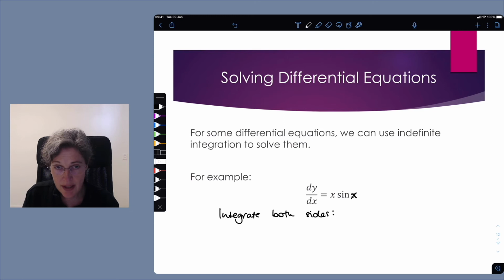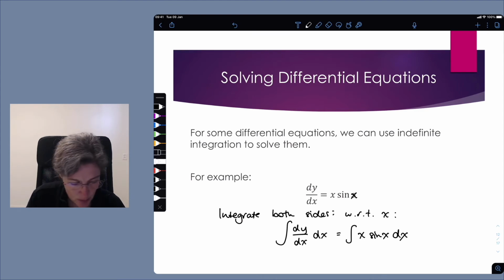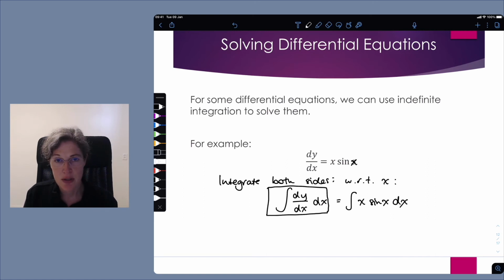Well, we know that y is our dependent variable, x is our independent variable, so we're going to integrate both sides with respect to x. So we've got the integral of dy by dx with respect to x is equal to the integral of x sine x with respect to x. Thinking about this thing over here, remember, the indefinite integral undoes differentiation. So here it's saying, what did I have to differentiate in order to get dy by dx? Well, that's kind of a dead giveaway. You had to differentiate y.